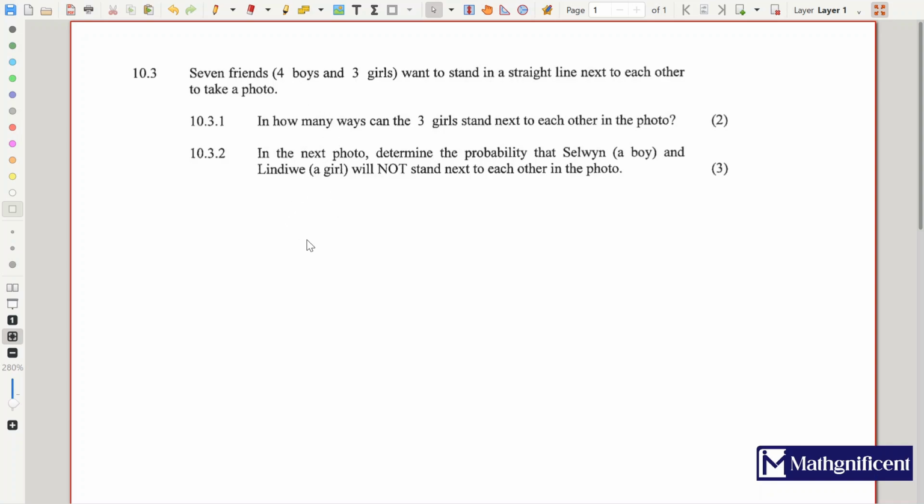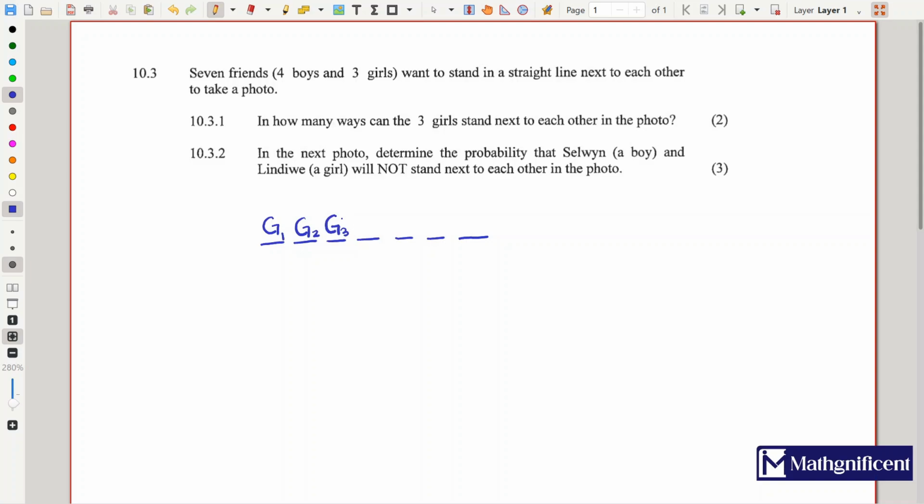So remember, how many friends do we have? We have 7 friends, right? So let's say we have 1, 2, 3, 4, 5, 6, 7. What should happen here? The girls must stand next to each other. So we must have a situation like this. This is just one example of the arrangements. We must have girl 1 here, then girl number 2 here, and then we can have girl number 3 here, right?